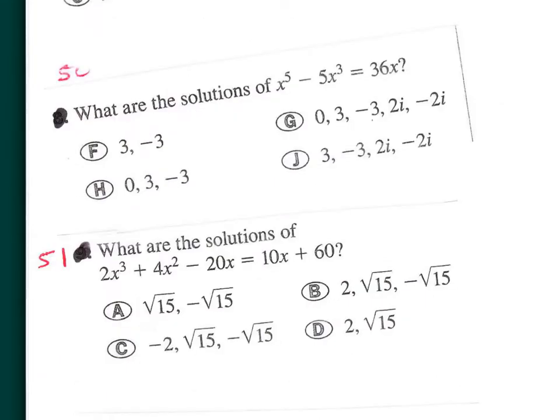Number 50, a little plug and chug. What are the solutions if you have x to the 5th and negative 5x cubed equals 36x? Probably going to need to move that 36x over in order to start factoring all that out.